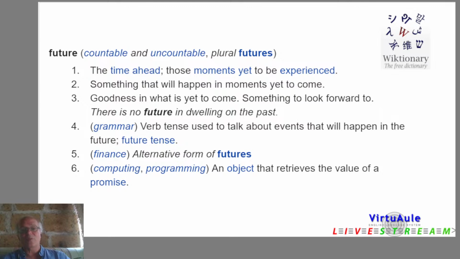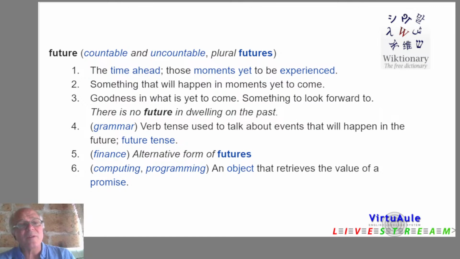Dwelling on the past. Dwelling means to remain considering this. Dwell also is a place to live. We call them dwellings. Houses are dwellings. But the idea here in this sense is to remain fixed. So fixate on the past.